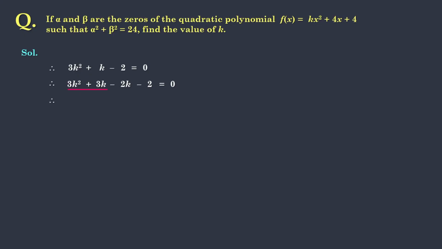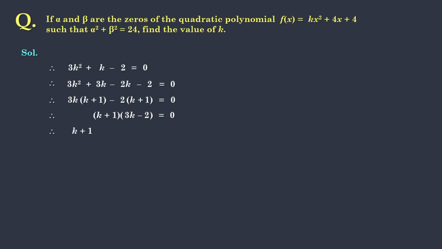Next, we group the terms. Take the first two terms together and the last two terms together. From the first group, factor out 3k. This gives 3k multiplied by k plus 1. From the second group, factor out minus 2. This gives minus 2 multiplied by k plus 1. Now we can see that k plus 1 is common in both terms. Taking k plus 1 as a common factor, we get k plus 1 multiplied by 3k minus 2 equals 0.